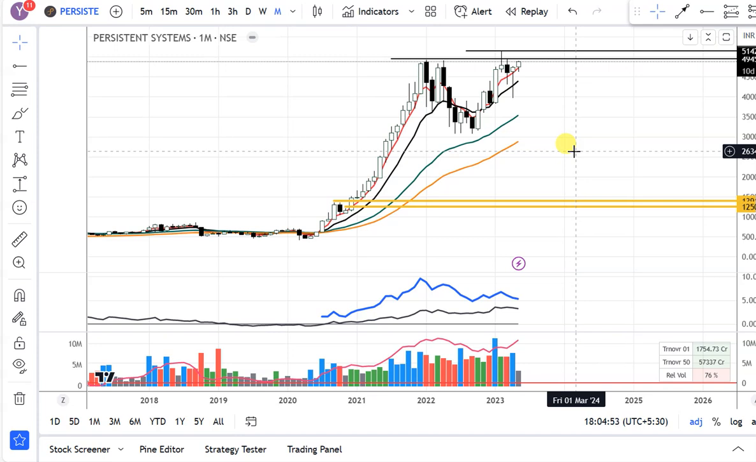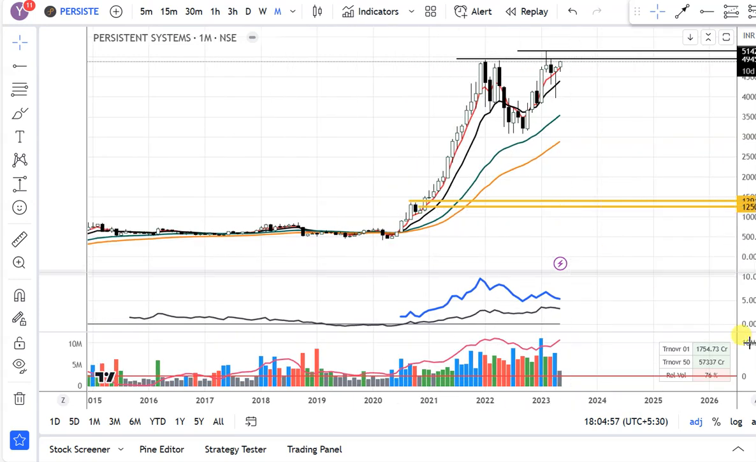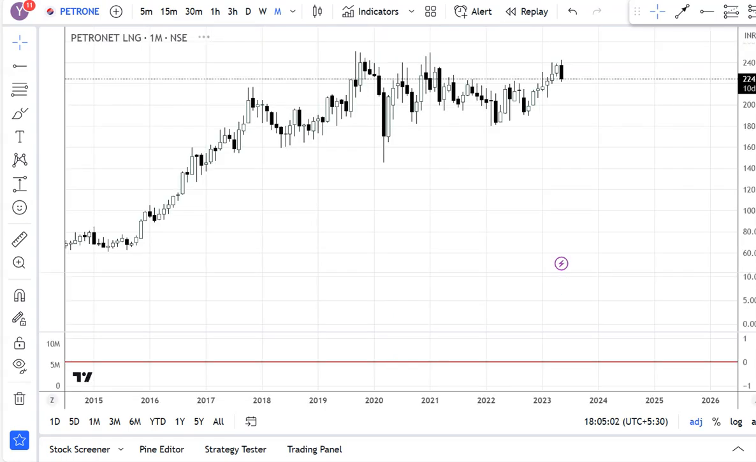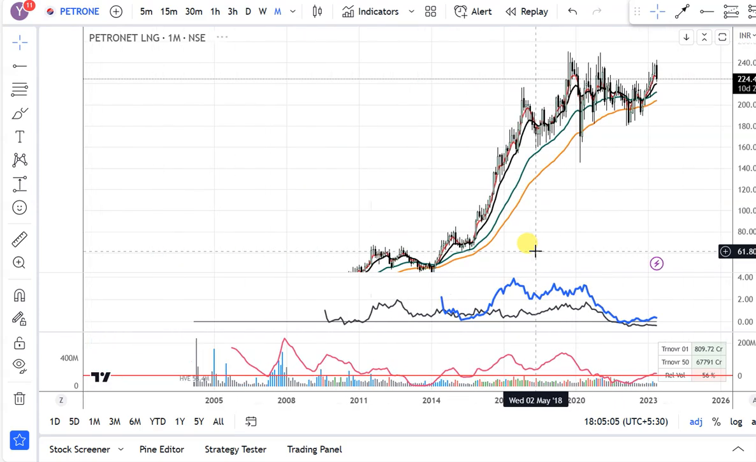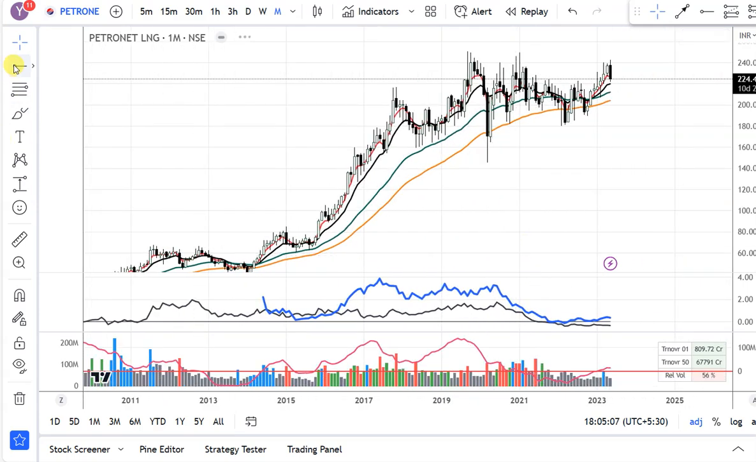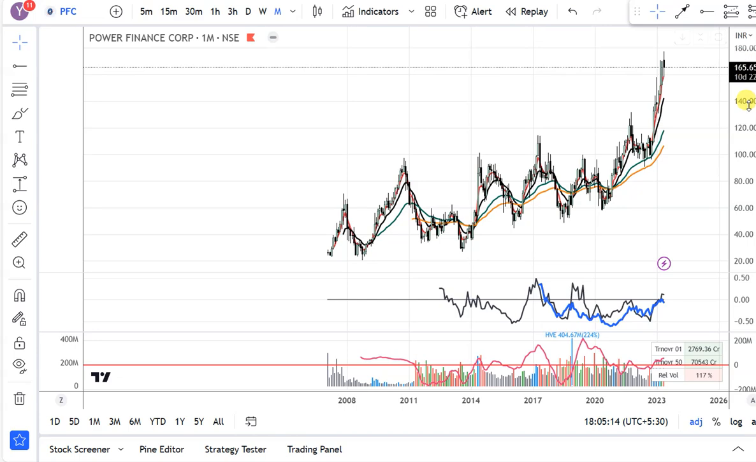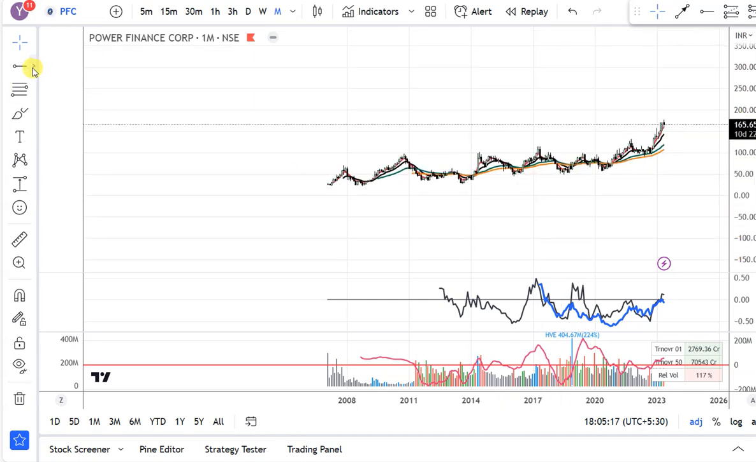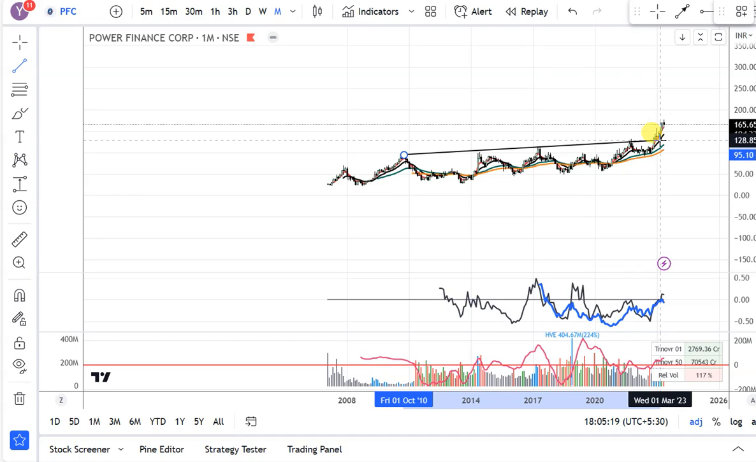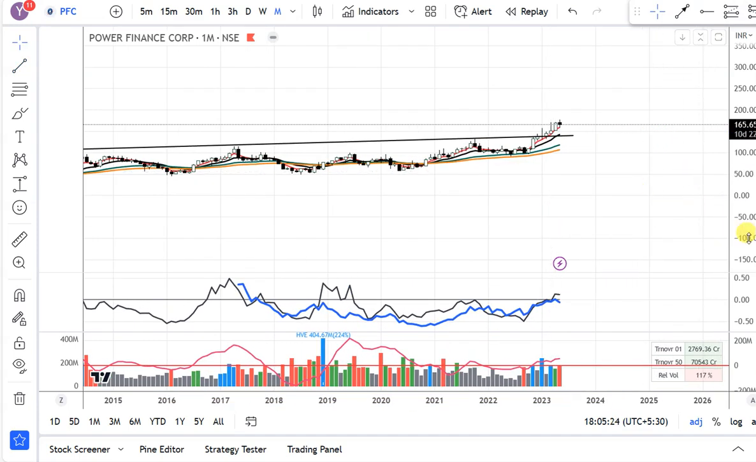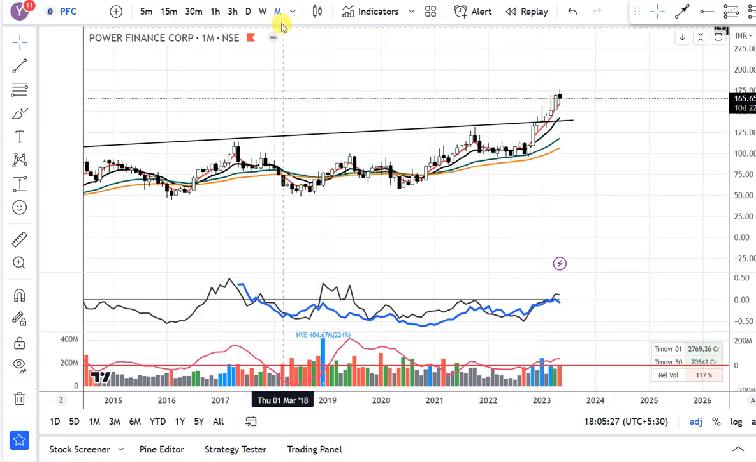Petronet LNG, nothing at all. Again, it is stuck near the all-time high. A lot of stocks right now have done a rally and are getting stuck, and that gives us an opportunity to trade for a minimum amount, which is not a great way of trading. PFC has given a good, strong breakout, but it is getting stuck near this resistance. So if the 178 area gets covered by next week or so, then it is worth investing.